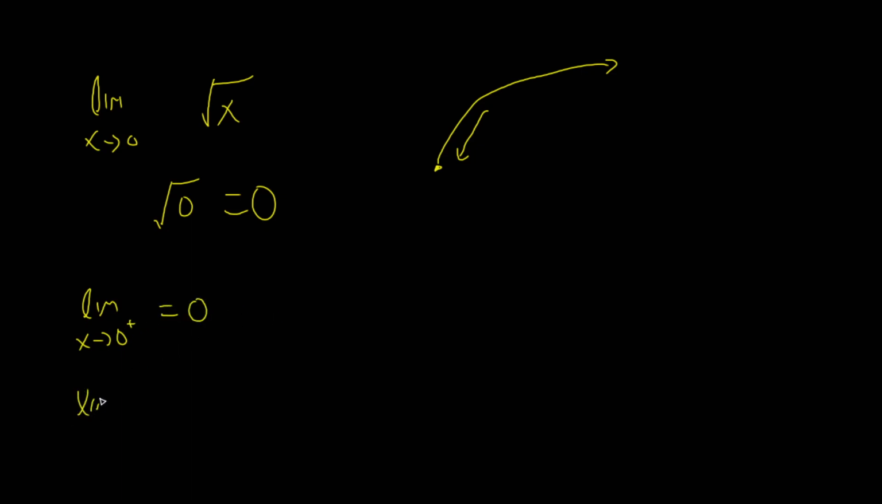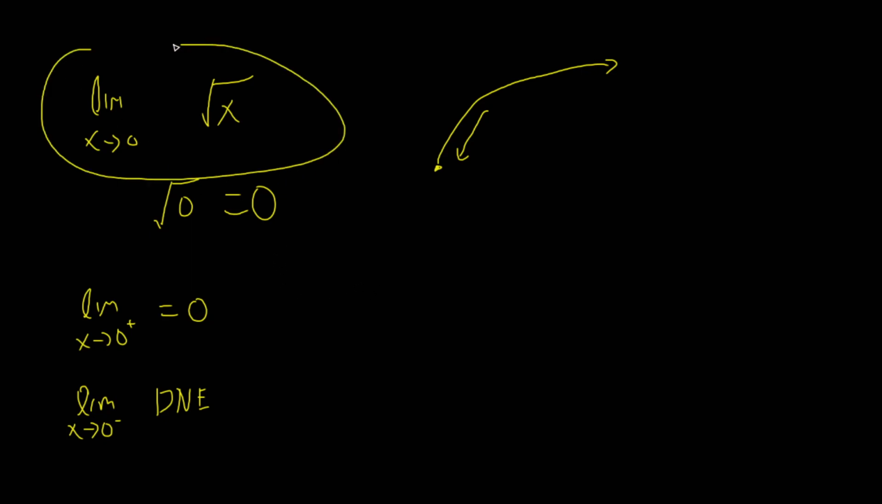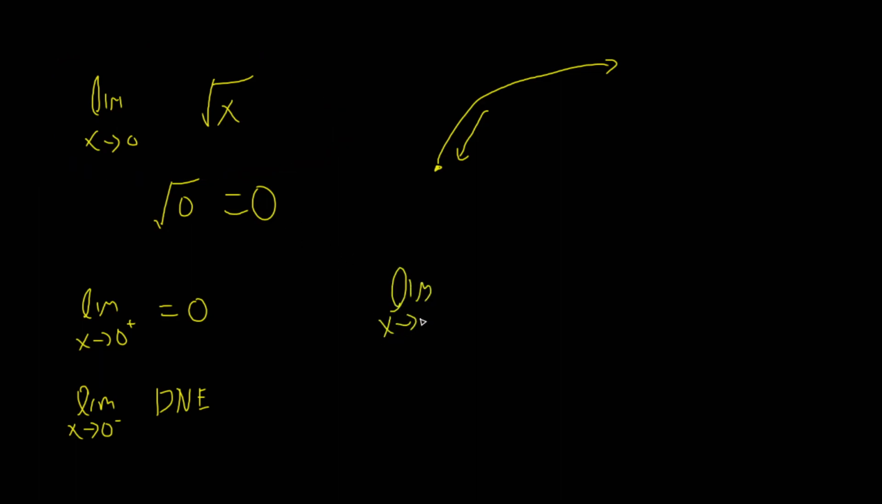However, the limit as x approaches 0 from the negative side does not exist. And in order for my limit to exist, the left-hand side must equal the right-hand side. I mentioned that previously in the last video. So this limit in total, the limit as x approaches 0 of the square root of x, does not exist.